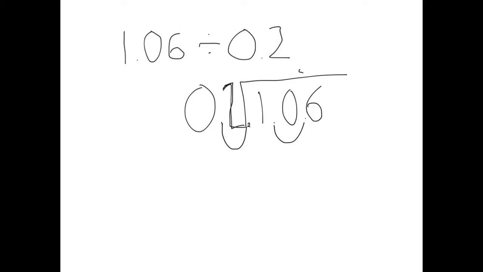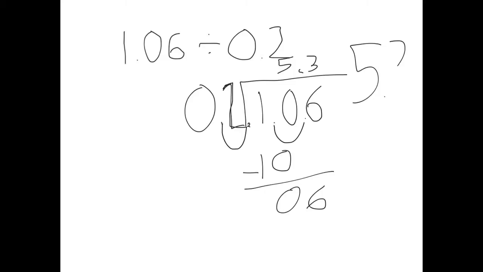2 goes into 10 5 times. 0. So there you go. And how many times does 2 go into 6? Goes in 3 times. 2 times 3 is 6. And your answer is just going to be 5.3. There you go.